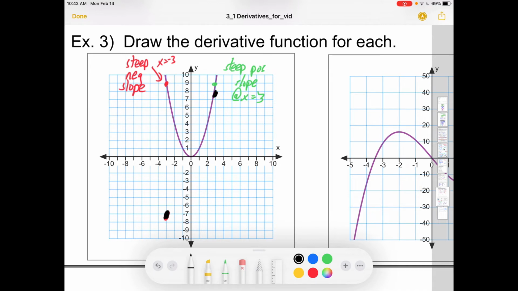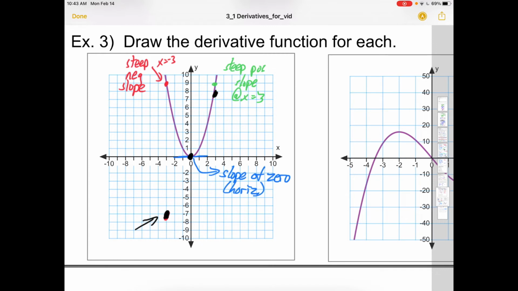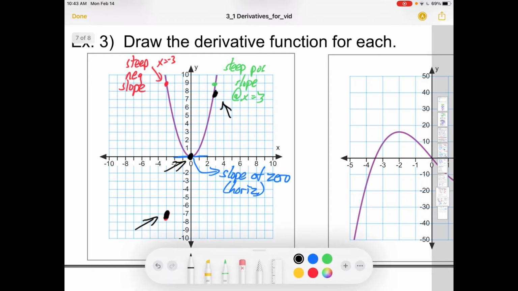Now, in between those, right here, we have a turning point. And it's a smooth turning point. It has slope of 0, because it's horizontal at that turning point. So let's just catalog that. Slope of 0. Okay. So this is telling us the slope to the far left is a big negative. The slope at the turning point is 0. And the slope to the far right is going to be a big positive number because it gets steep and positive to the far right.